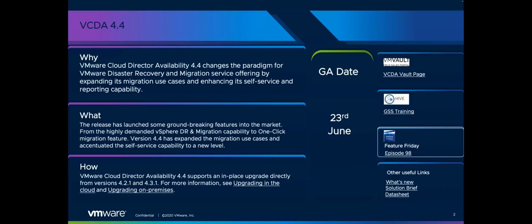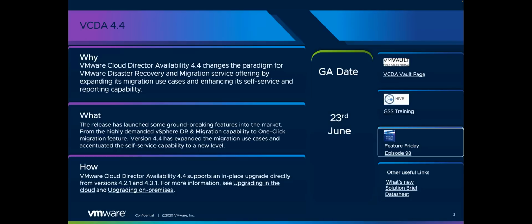How can we access VCDA 4.4? Upgrading or downloading the latest version is straightforward. Please refer to the upgrade links embedded onto this slide, which will be supplied to you after this session. And also take a moment to go to our go-to-market resources that are available in our Vault page. By the way, I hope you will not forget to tune into the Hive training video, as well as our Feature Friday episode 98 with Nicole and Guy Bartram for a deep dive session. VCDA 4.4 is generally available since 23rd June, and the uptake has been very, very encouraging.